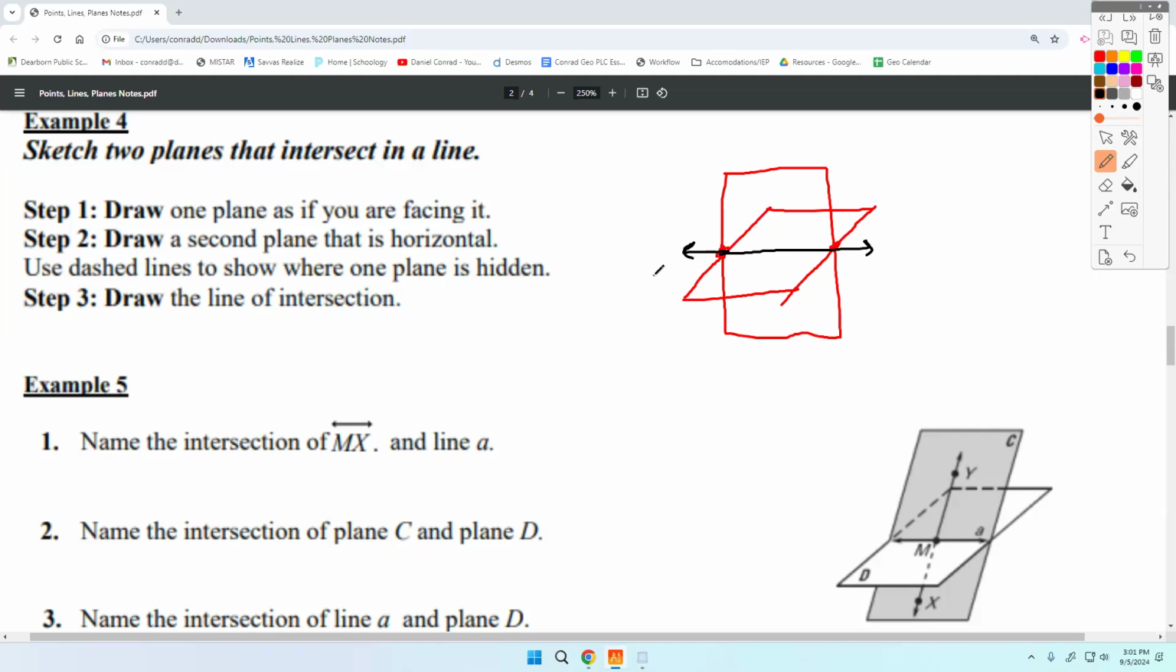Okay. The diagram for example 5 is better than my drawing because it's computer generated. So obviously it's going to be better than mine. But that's fine. That's a good enough drawing.